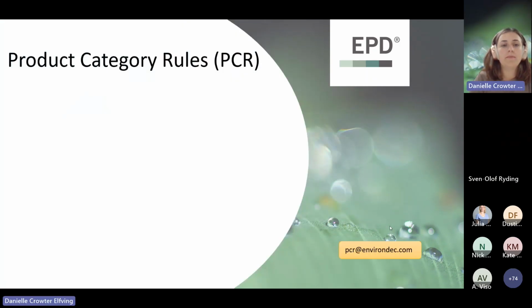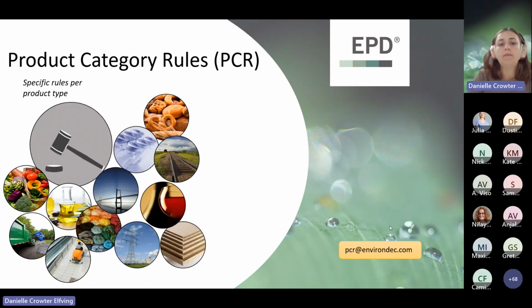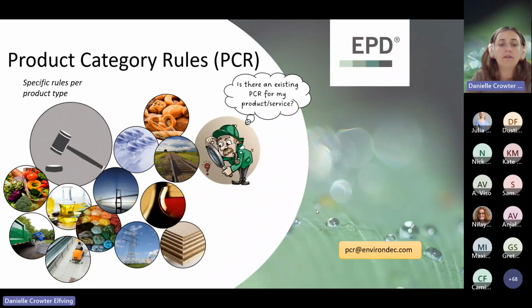So for the first step, you have to find a PCR. Now, PCRs are, as I mentioned, specific rules for a product type. So the first step when you want to create an EPD is to define what your product is and whether there is an existing PCR for it.